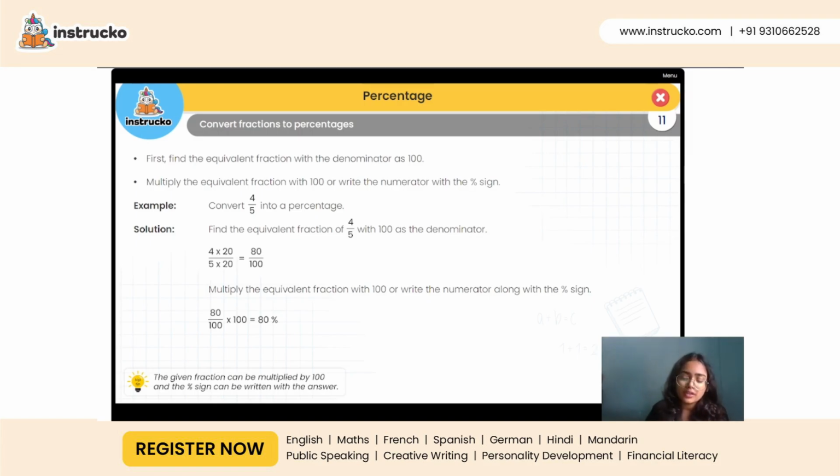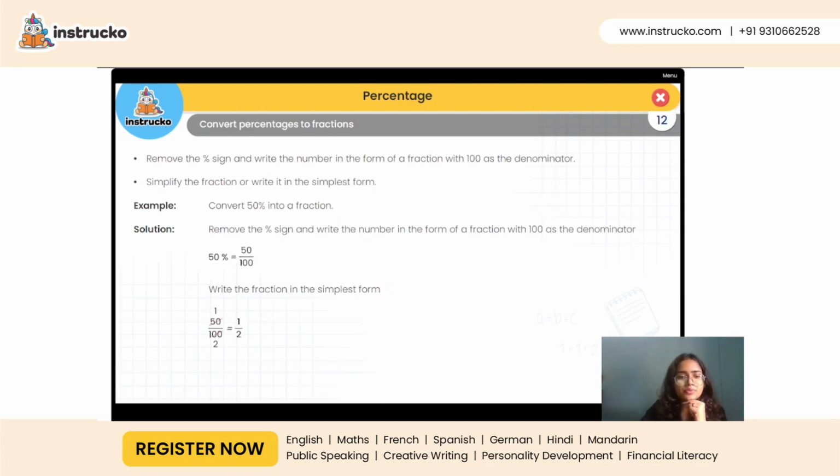As we all know by now, percentage basically means a fraction which has 100 in the denominator. The percentage sign means that if you remove it, all you need to do is put 100 in the denominator of a fraction and it will basically remain the same. So converting fractions to percentages, these were our steps. The next one was converting percentages to fractions. You remove the percentage sign and write the number in the form of a fraction with 100 as the denominator. Very easy. Then you simplify the fraction or write it in the simplest form. I hope you're clear with this one.